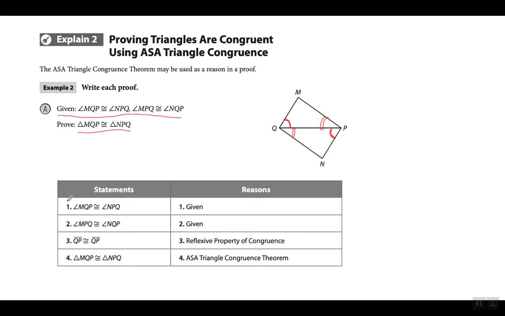Alright, so the first thing they put in lines 1 and 2 are what I said you always put at the beginning of any proof, the given information. Alright, so the first thing you always put is the given information.